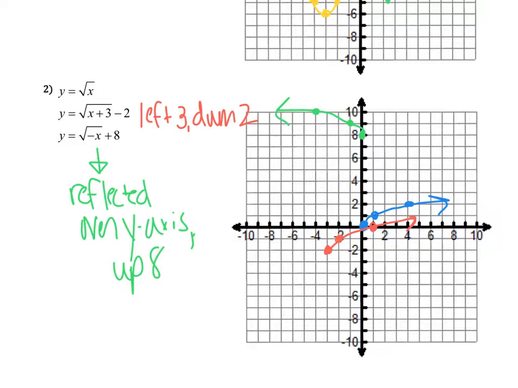And then the green one was reflected over the y-axis. So remember that when the x is negative on the inside, we're actually multiplying the x values by -1, so we're going to have to go to the left. We're going to reflect over the y-axis. So we went up 8 to start, and then we went to the left to reflect over the y-axis.